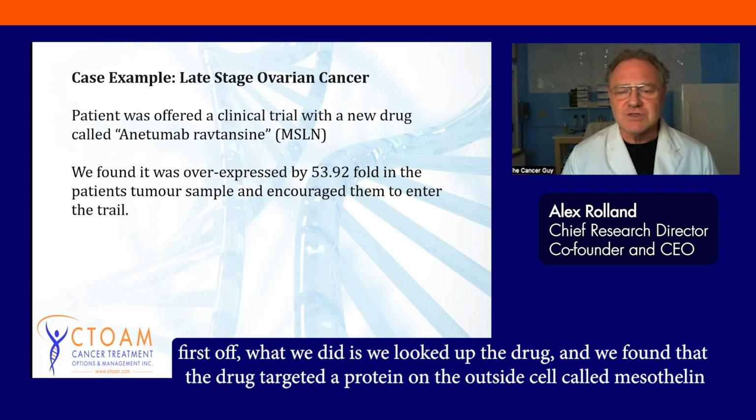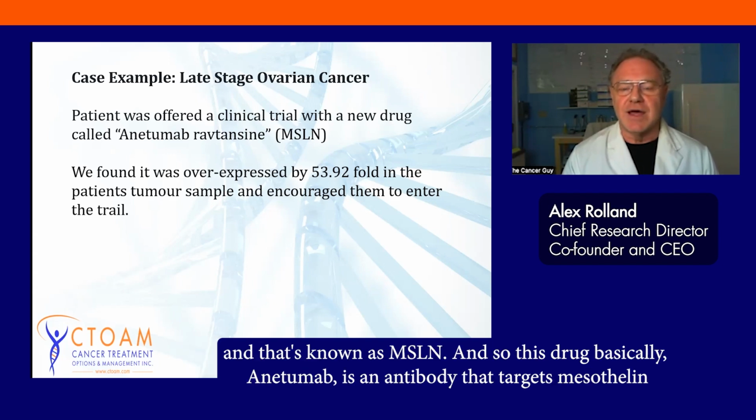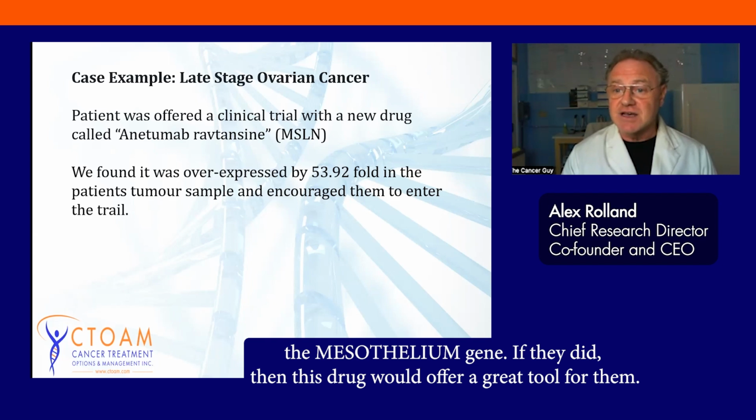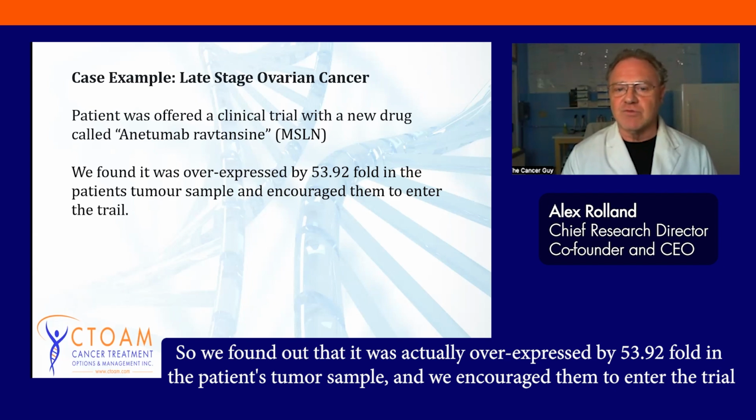And we found, first off, what we did is we looked up the drug, of course, and we found that the drug targeted a protein on the outside of a cell called mesothelin, and that's known as MSLN. And so this drug, basically, anetumab is an antibody that targets mesothelin on the outside of a cell, and then it attaches a chemotherapy drug to that. And so we want to know if this patient's tumors expressed MSLN, the mesothelin gene. If they did, then this drug would offer a great tool for them. So we found out that it was actually overexpressed by 53.92-fold in the patient's tumor sample.